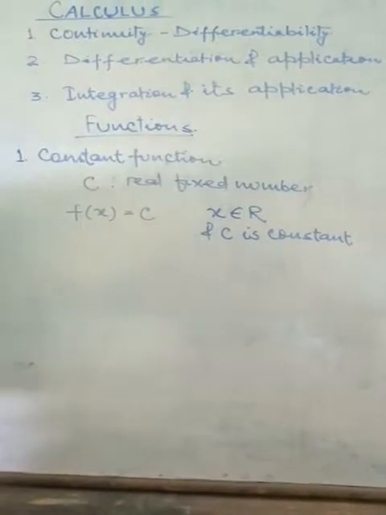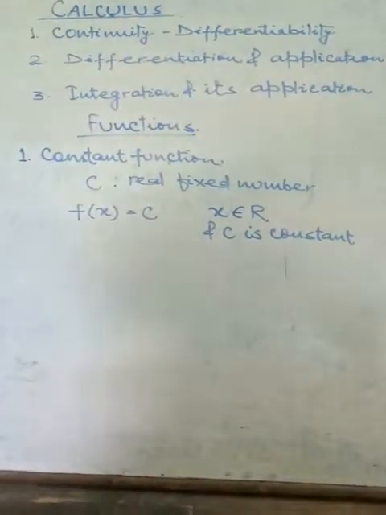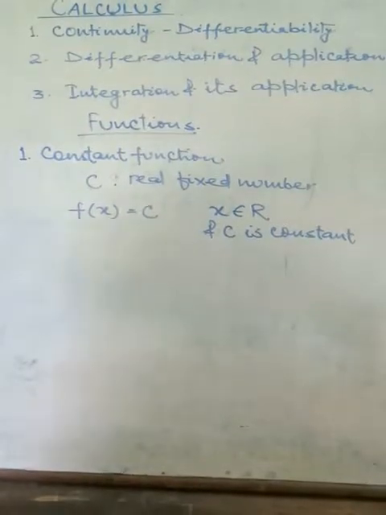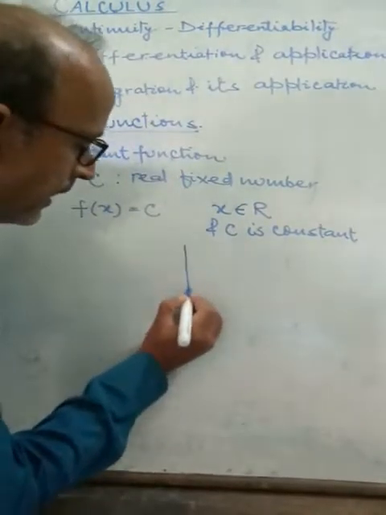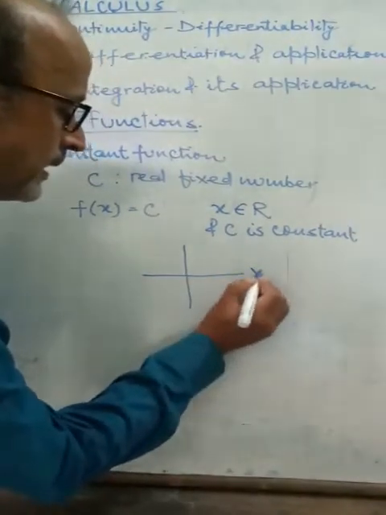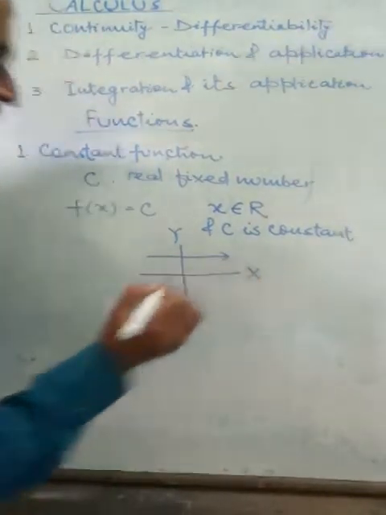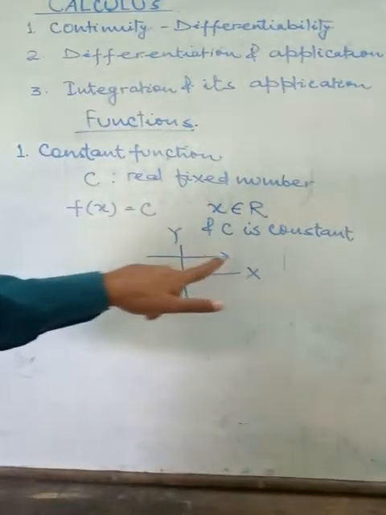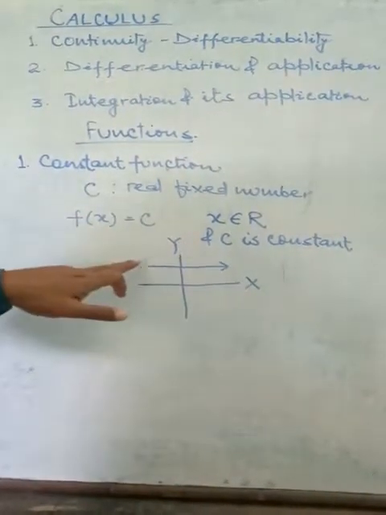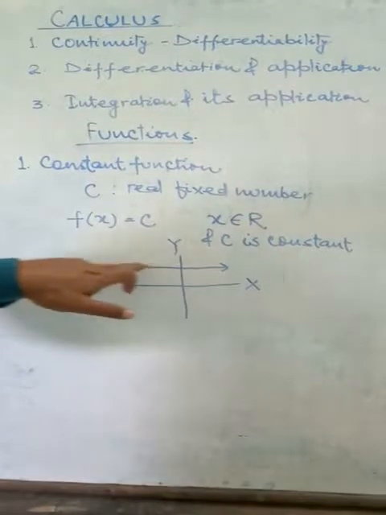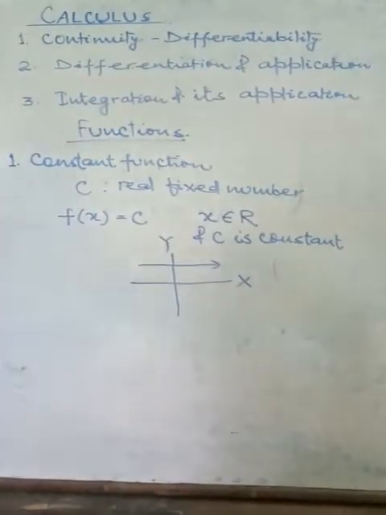This function is called constant function. When we draw its graph, then its graph should be like this. Suppose this is x and y axis, and here it is c, then graph will be that line, that parallel to x-axis. So this is called graph of constant function.